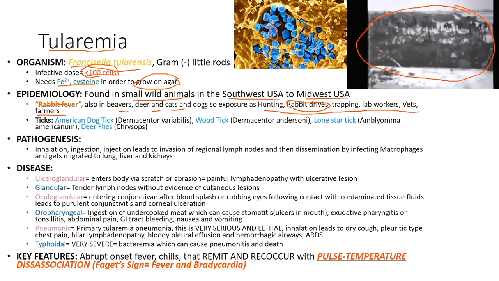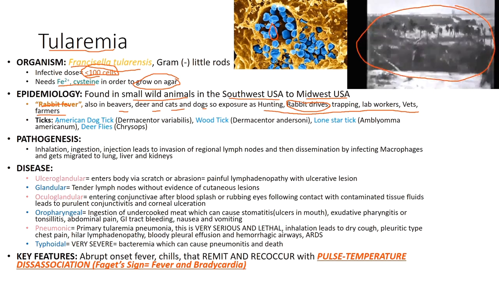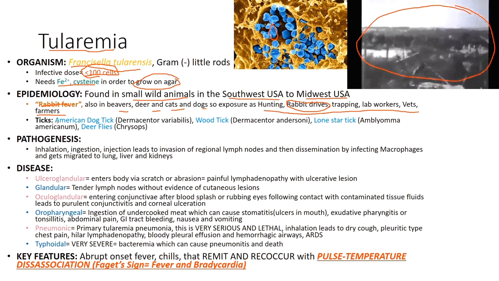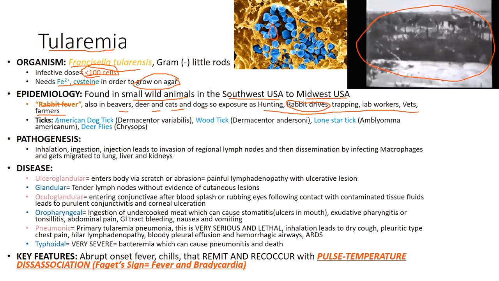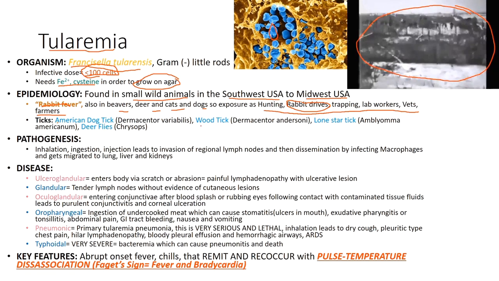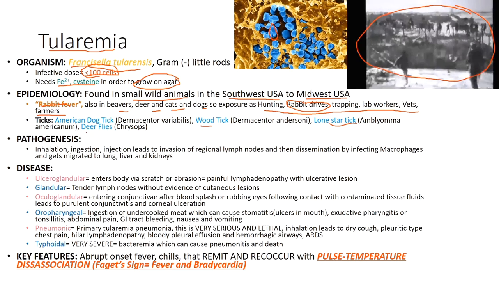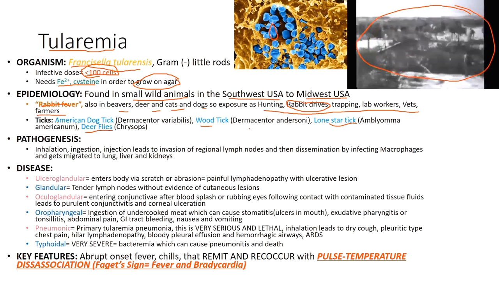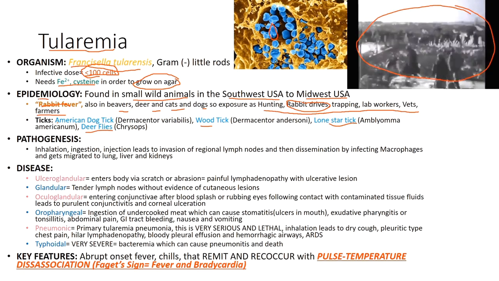It's kind of cool. So other things that can carry this, way more on the rare side. Usually they don't like asking this, but ticks can carry it, like the American dog tick, wood tick, lone star tick, and deer fly. So pretty much everything can carry this. But they like rabbits for some reason.